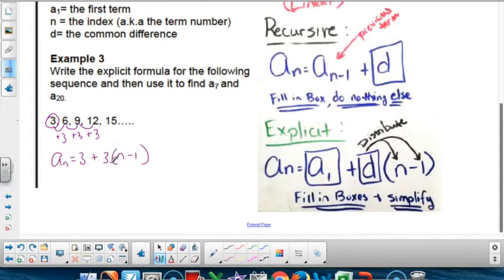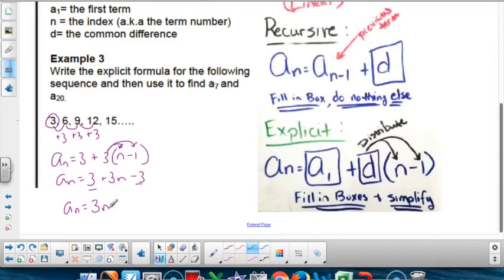Now I can simplify this because we rarely leave things looking like this with distribution that needs to be done. So I'm going to distribute, and I get a sub n equals 3 plus 3n, because 3 times n is 3n, and then 3 times negative 1 is negative 3. And then I have some like terms that I can combine. 3 minus 3 is 0. So the explicit formula looks like this. Now I'm going to use that to find a sub 7 and a sub 20, like the problem asked me to do. And this is where the real magic happens.